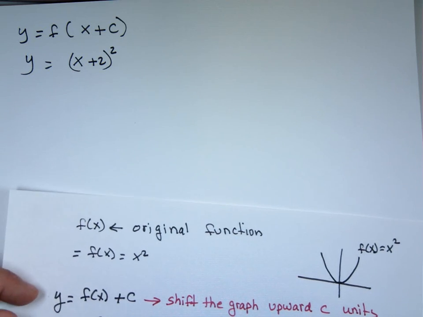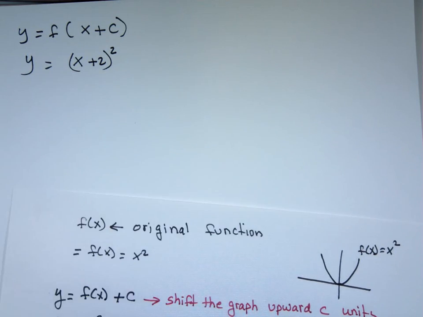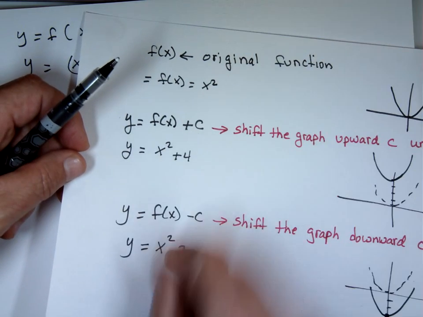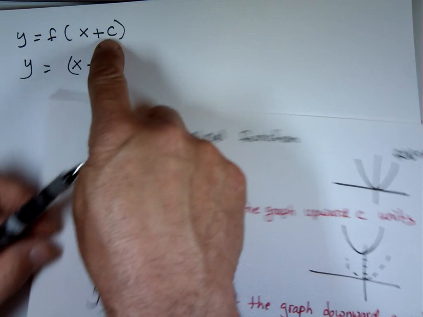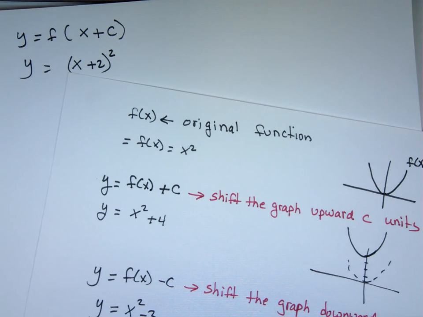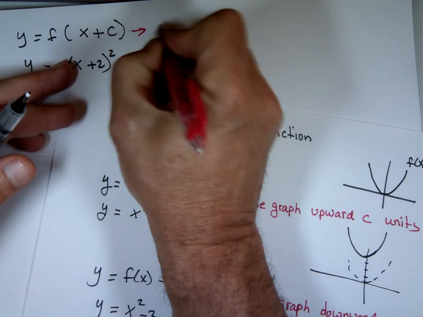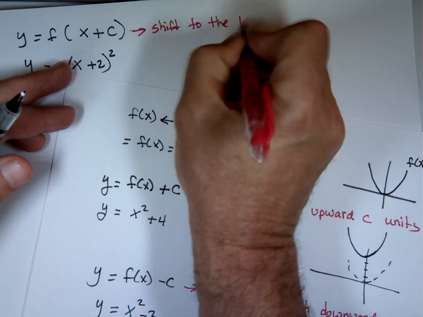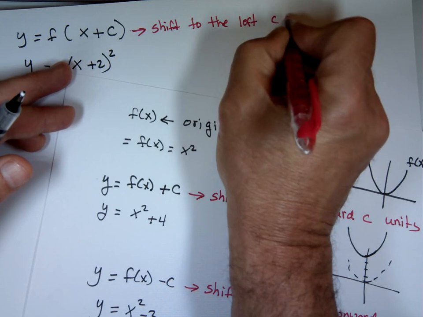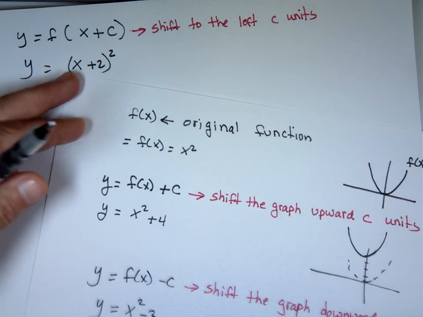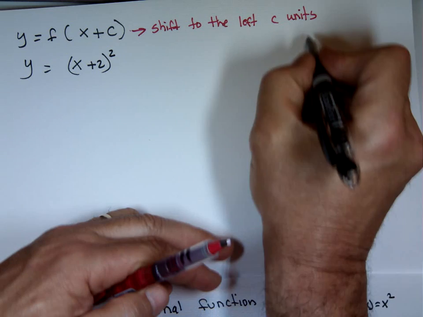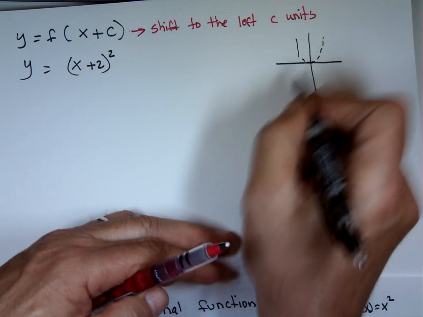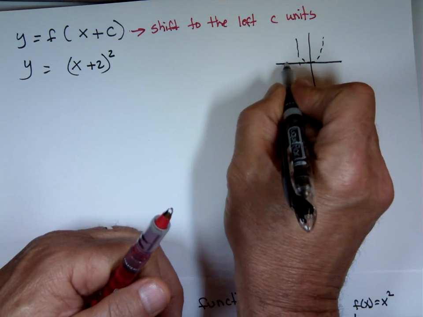X is always backward. Notice, the right direction is always this, the right way. When it's plus, we know y is positive upward. When it's negative, you go down. X is always backward. When x is positive, you go to the left. This is shift to the left, c units to the left. Again, for this, we know what y equals x squared looks like. It looks like this. So this one's going to be shifted to the left 2 units. The graph will look like this.